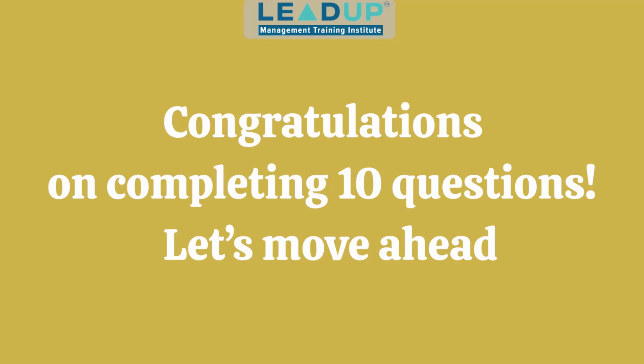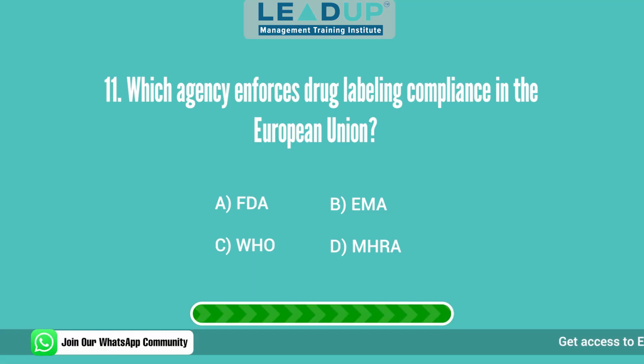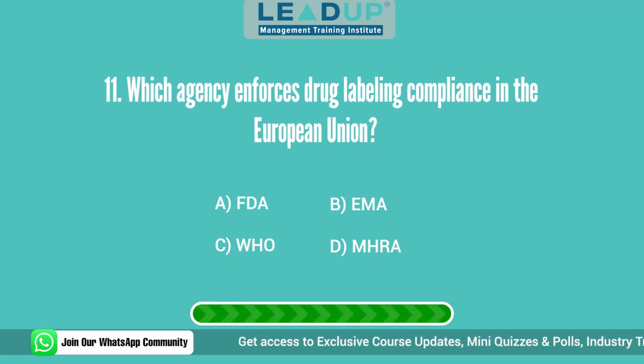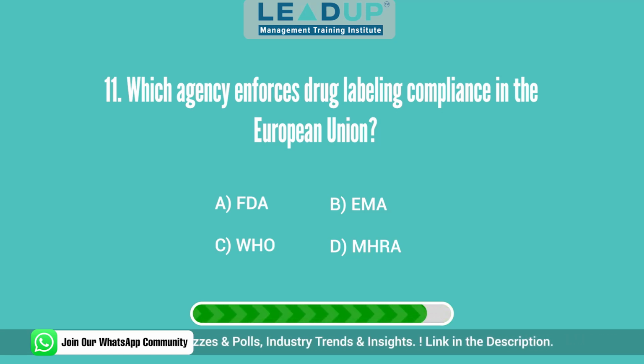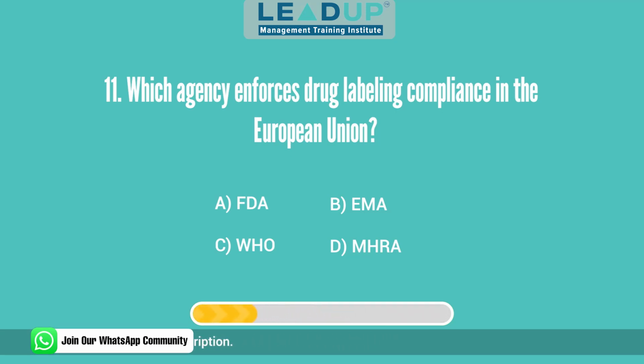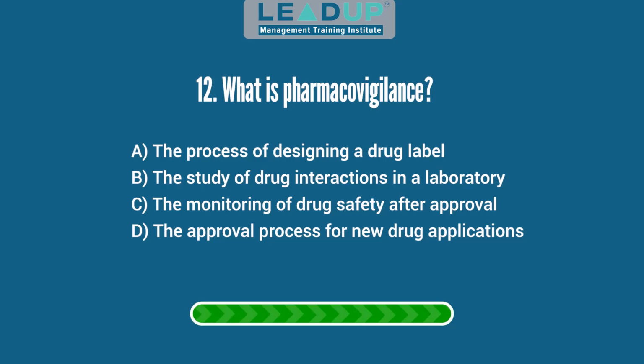Congratulations on completing 10 questions. Let's move ahead. Question 11. Which agency enforces drug labelling compliance in the European Union? A. FDA, B. EMA, C. WHO, and D. MHRA. The answer is EMA.